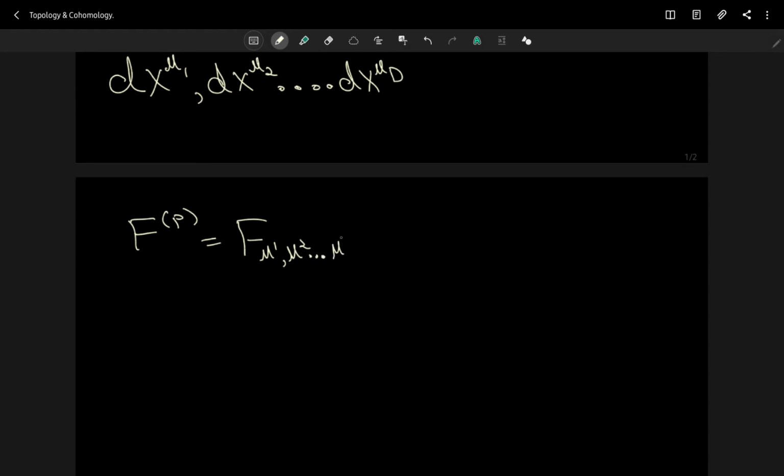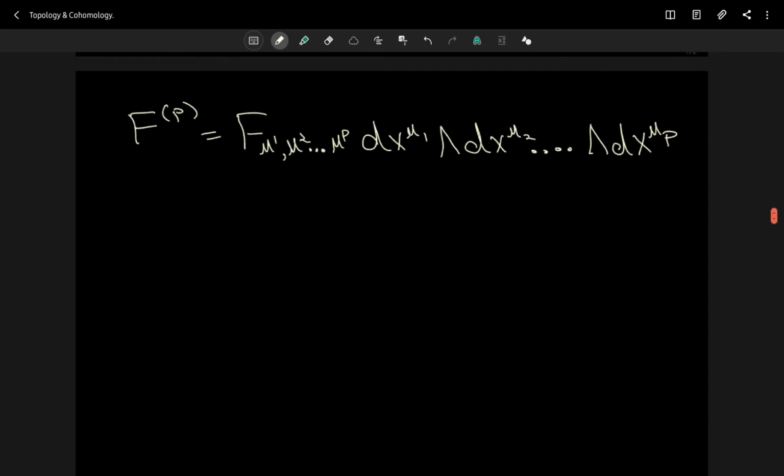What I mean by that is that you can write your P form as some f with indices mu 1, mu 2, and up to mu p, in its upper index, times dx mu 1 wedge product. This lambda type of symbol is the wedge product, and we talked about this in depth in the video on differential forms, right? So dx mu 1 wedge dx mu 2, and so on until you have a wedge with dx mu p, where you should remember to sum over the same indices, right?